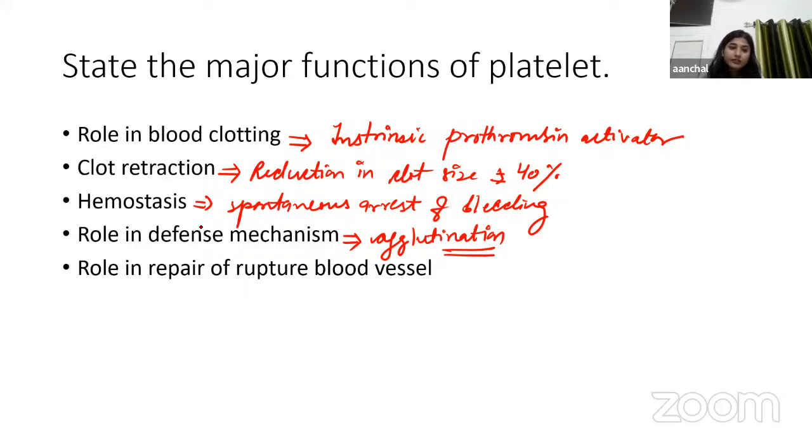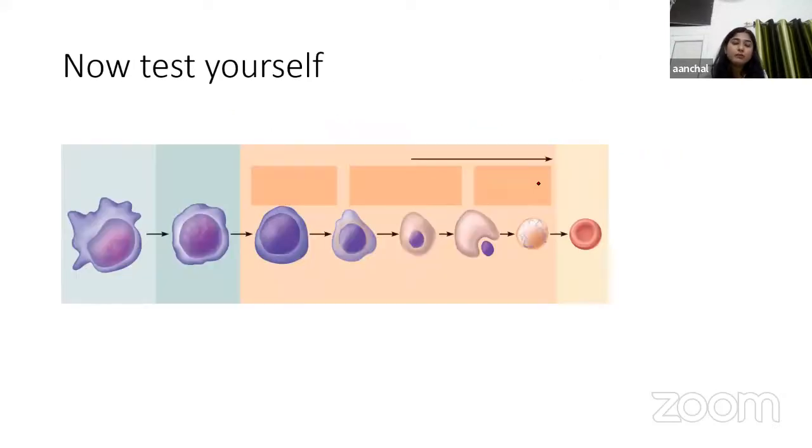Then we have the role in the repair of ruptured blood vessels. PDGF stands for platelet-derived growth factor, which forms in the cytoplasm of platelets and is responsible for the repair of the endothelium and other structures of the ruptured blood vessels. So this is how platelets have a very important role in the repair of ruptured blood vessels. This is all about the major functions of platelets.